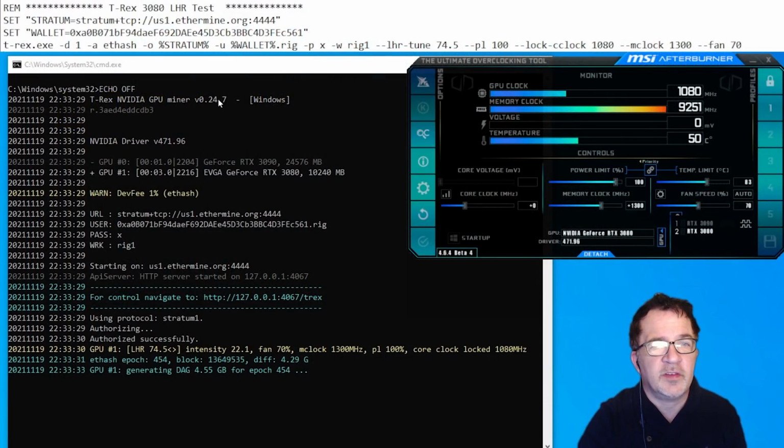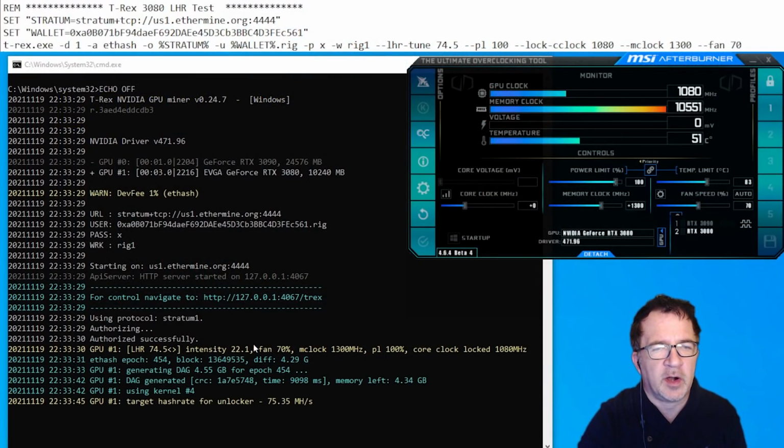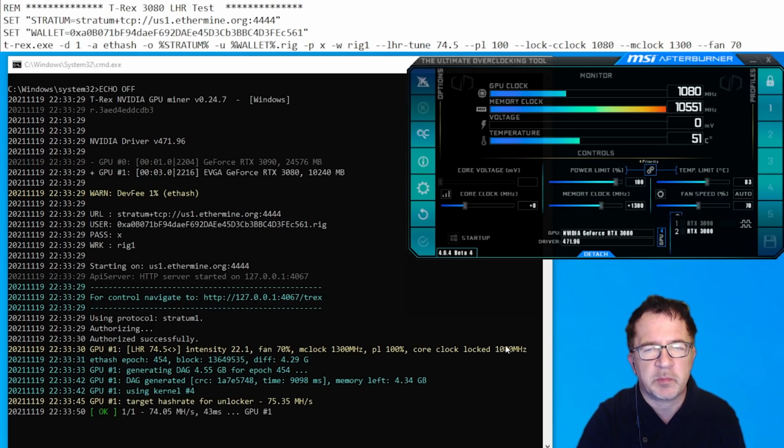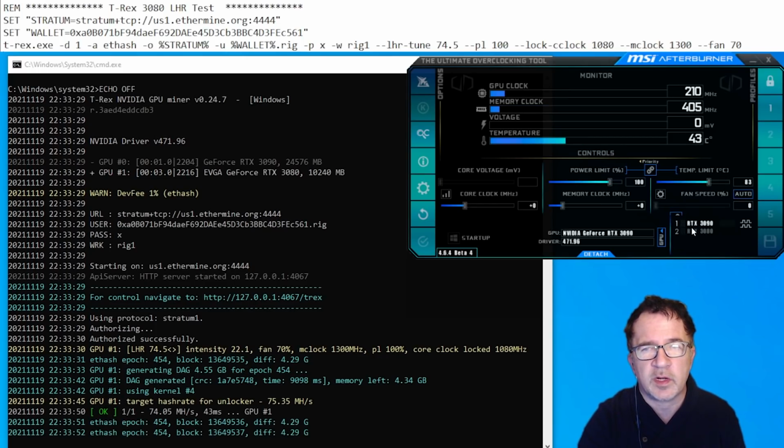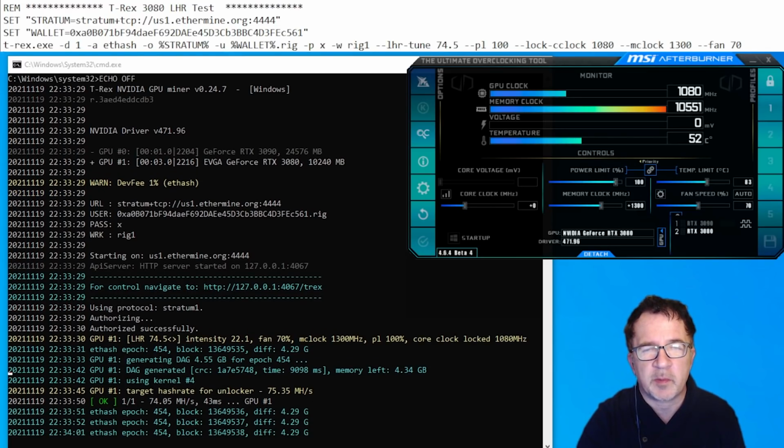We're mining using T-Rex version 0.24.7 with the RTX 3080 LHR. I'm using an LHR value boosted of 74.5. My memory overclock is plus 1300, and I'm using a locked core clock of 1008. Let me refresh MSI. You see the values are there. Again, we don't update values in MSI when we're using locked core clock from the command line.